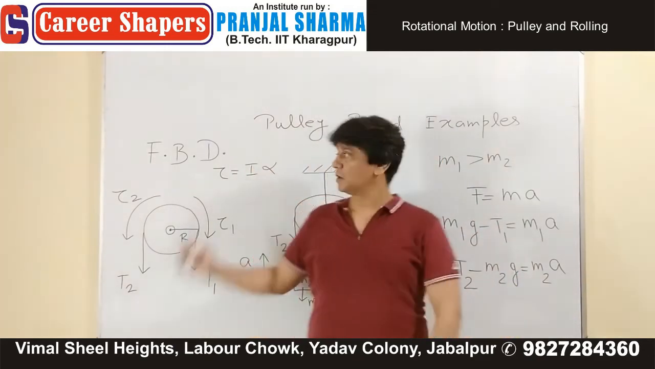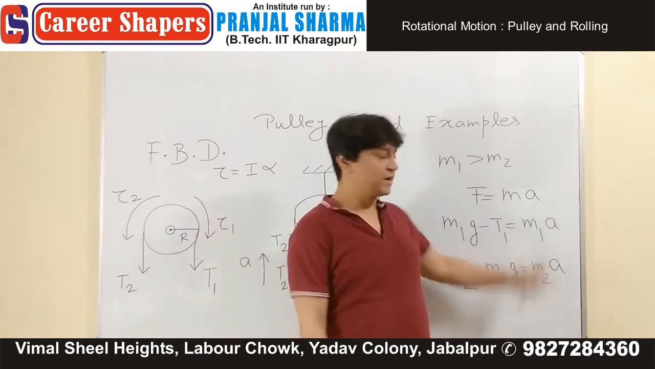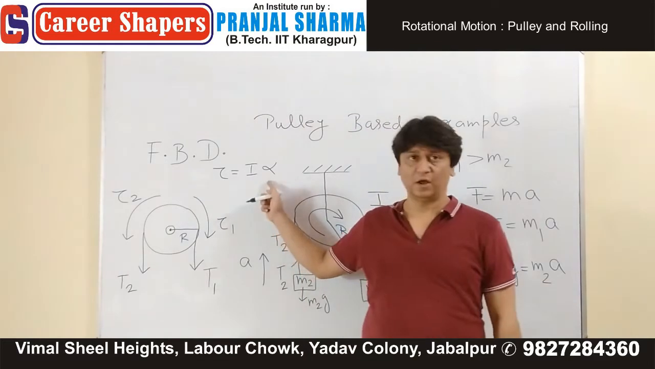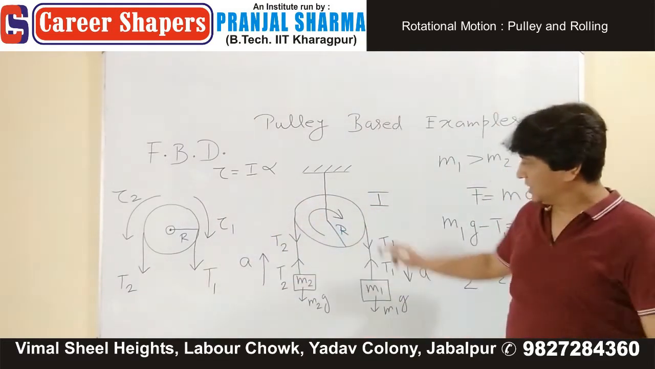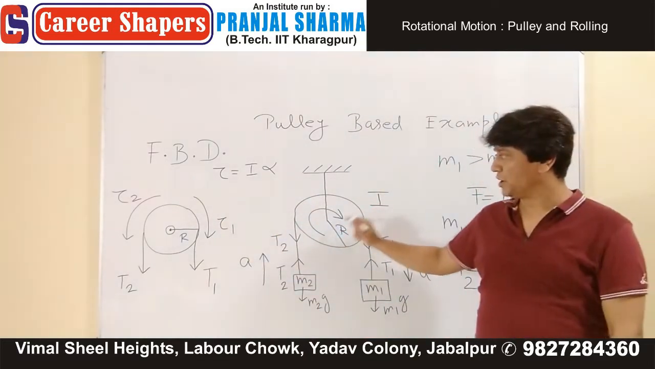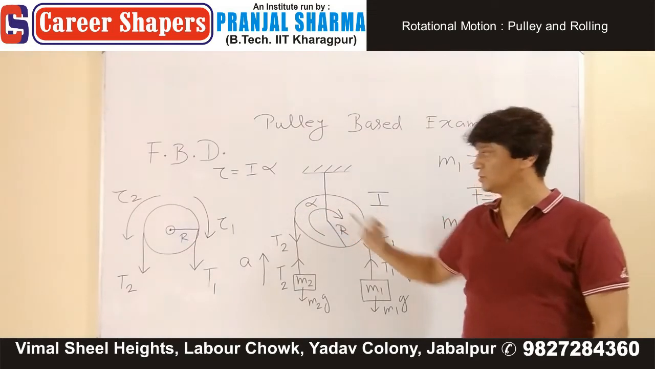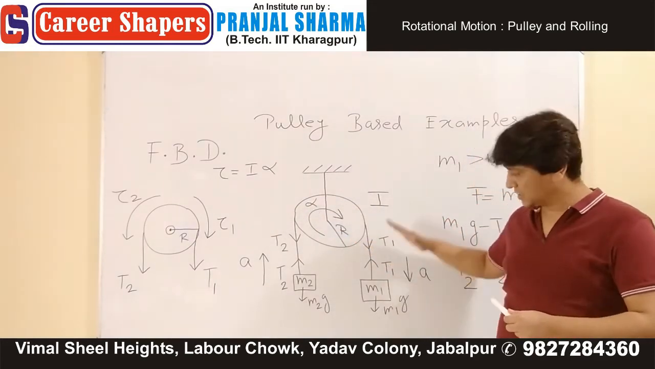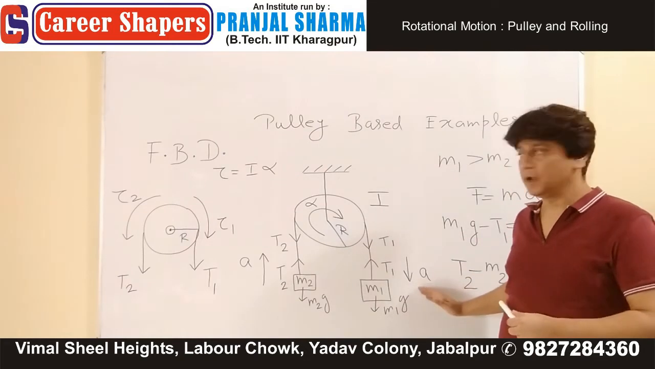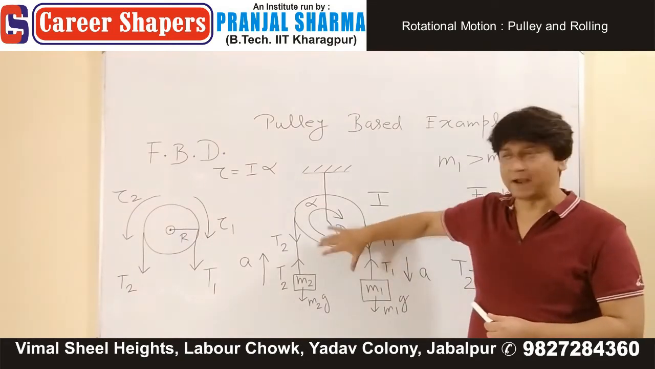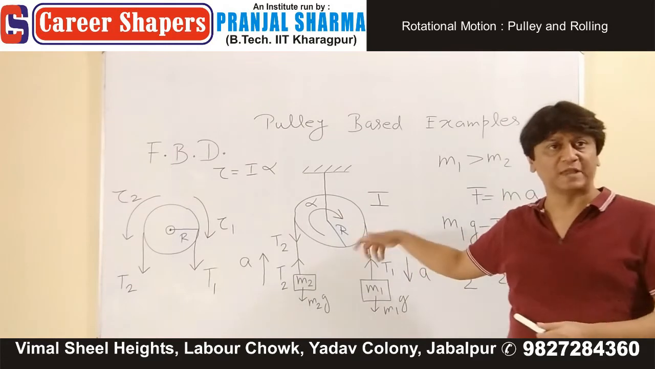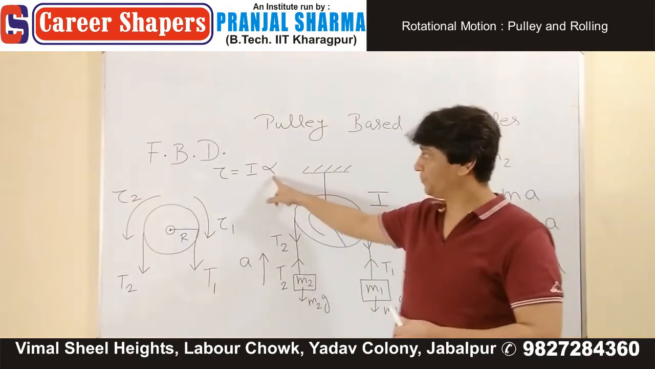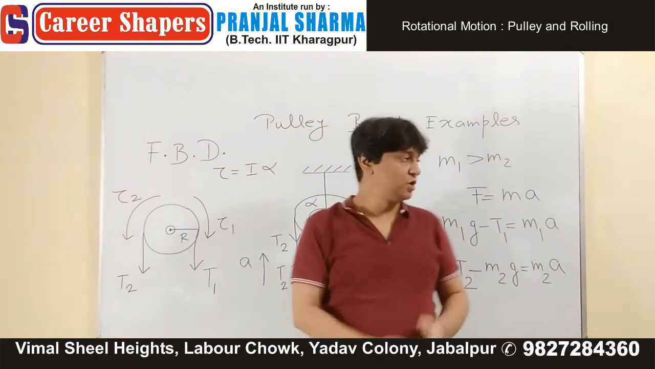F becomes what? Torque. Mass becomes what? Moment of inertia. A becomes what? Alpha. What is alpha? This pulley is going to rotate with an angular acceleration of alpha. The moment you release M1, it starts coming down with acceleration A, and then along with M1 and M2, the pulley also starts rotating with angular acceleration of alpha. That's your alpha. Now, जो काम की चीज है वो क्या है?